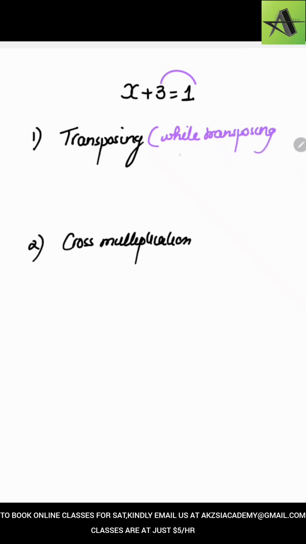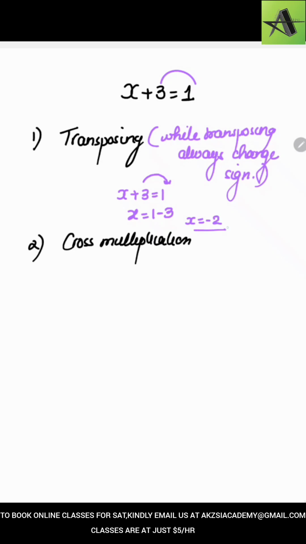So here, if I'm transposing 3 onto the right hand side, I have to change the sign. 3 is positive, so we have to make it negative. So x plus 3 equals 1, and when I'm transposing, I have to change the sign, so it will be 1 minus 3, and x is finally negative 2. 1 minus 3 is negative 2. This is called transposing. You are changing the position, and while changing the position, you have to change the sign.